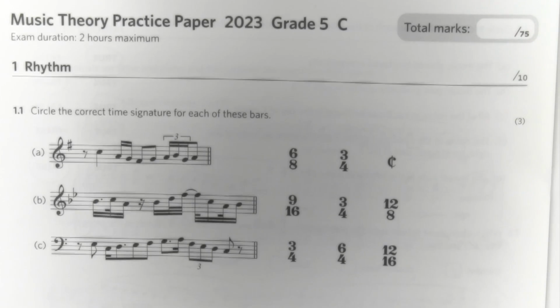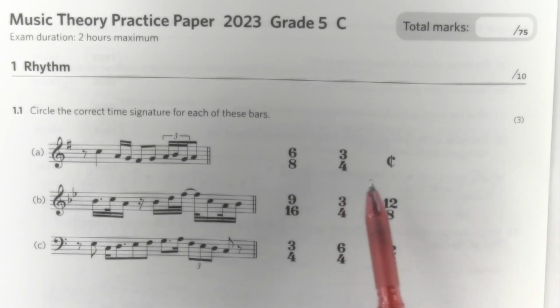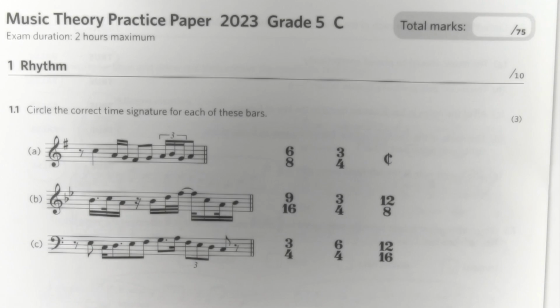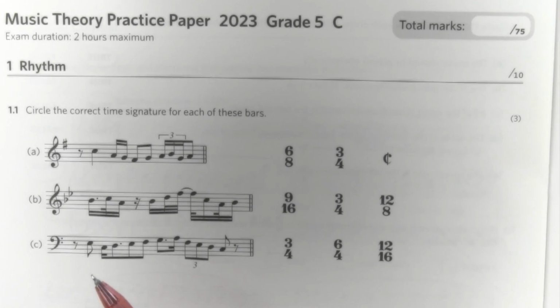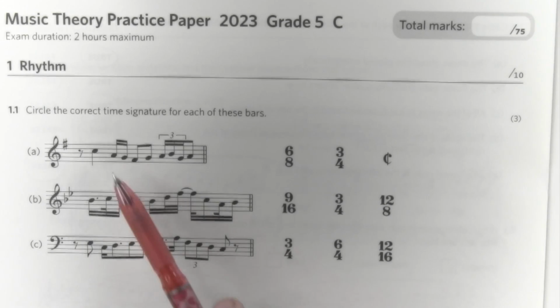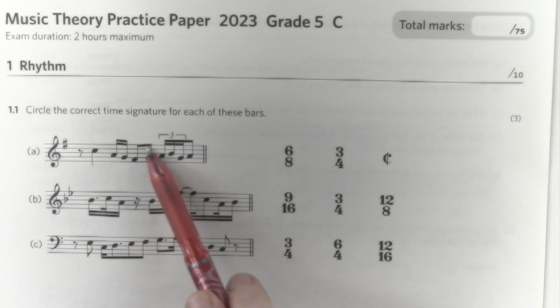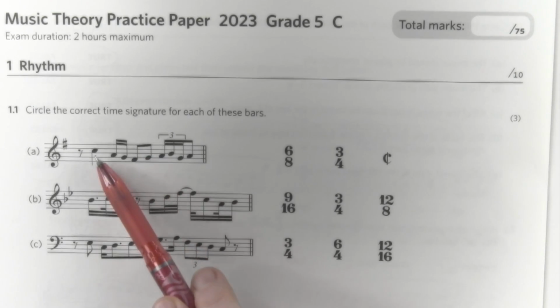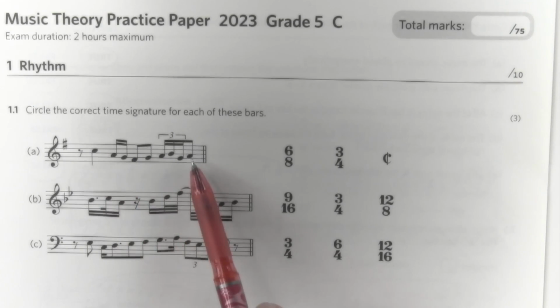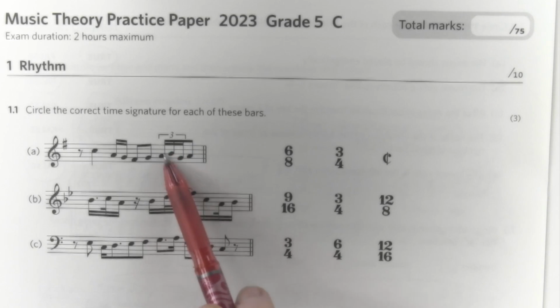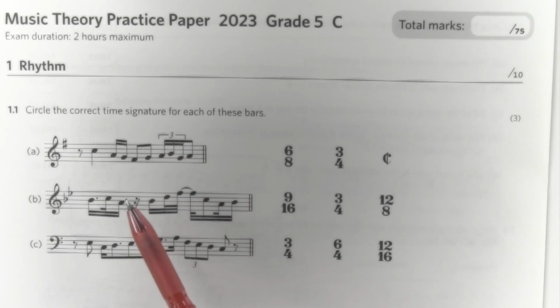In this first section, relating to rhythm, we need to answer 5 questions. The first one asks us to circle the right time signature for the given bars. First, we need to look at the overall thing and see if something catches our eye. I think these 2 quavers are important, and this crotchet as well. This is a quaver, this is another quaver. So I think this is not compound, but it's simple.